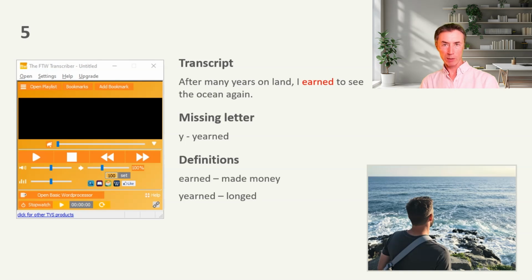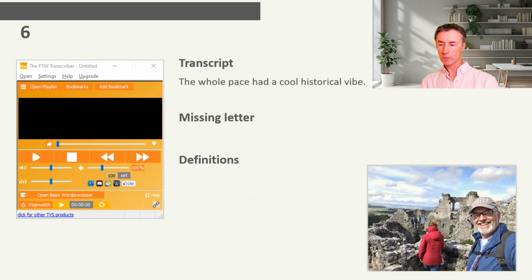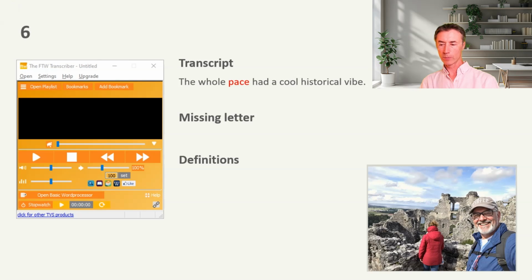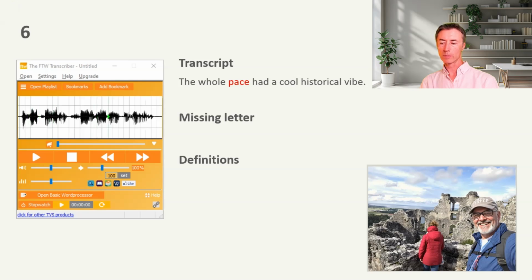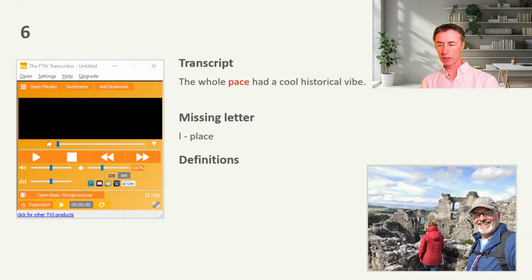Number 6, which word has a missing letter? Here's the answer. Which letter is missing? Have a listen. The whole place had a cool historical vibe. And the answer, L is missing because pace should be place. What are the definitions? Pace means speed or step, and place means location.